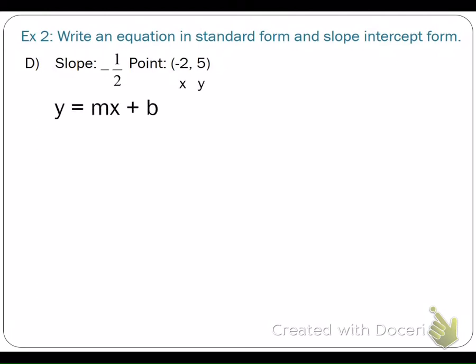You are correct. 5 equals -1/2 times -2. Oh, that's the -1? Yep. 5 equals 1. So, yes, 5 equals 1 plus b. 1 equals b. 4 equals b. Good. So what's my slope-intercept form? y equals -1/2 x plus 4.